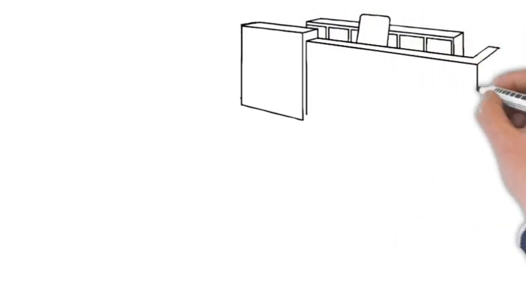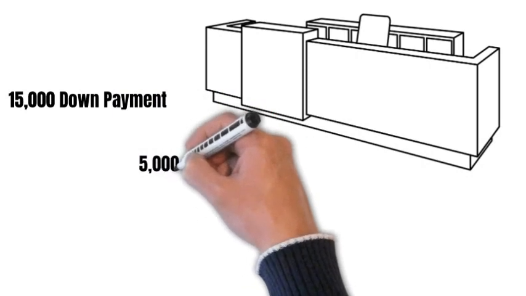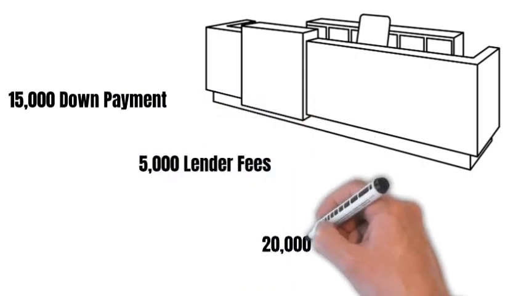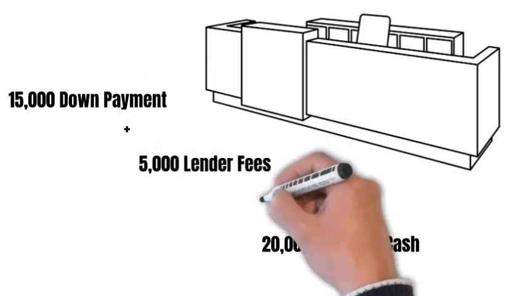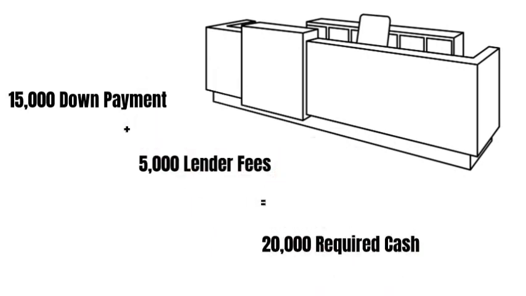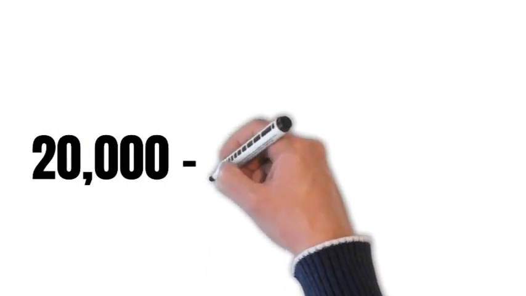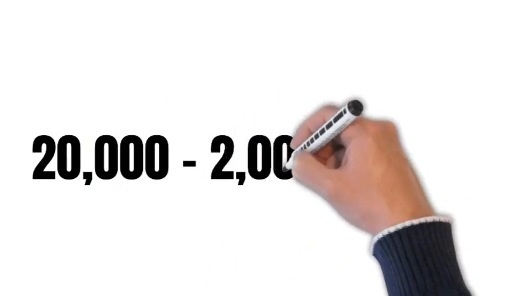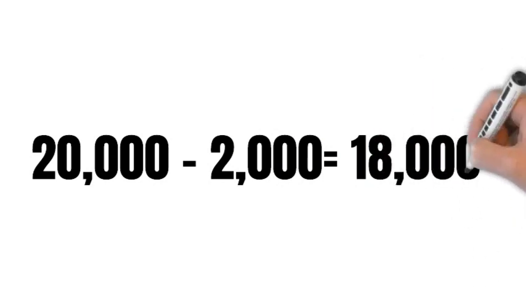Speaking with our lender, we determined that we needed a 15% down payment, so we needed $15,000 out of cash. We're also going to need about $5,000 reserved for lender fees. Speaking further with the lender, we found out that we could ask for $2,000 in seller concessions to cushion that blow a little bit.